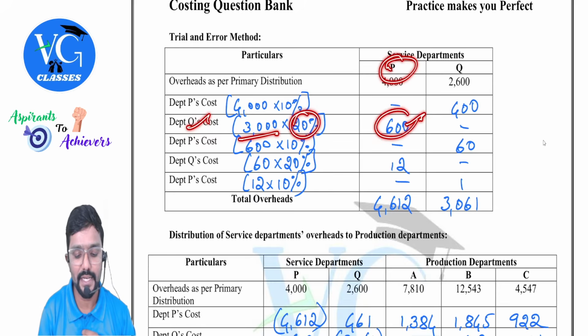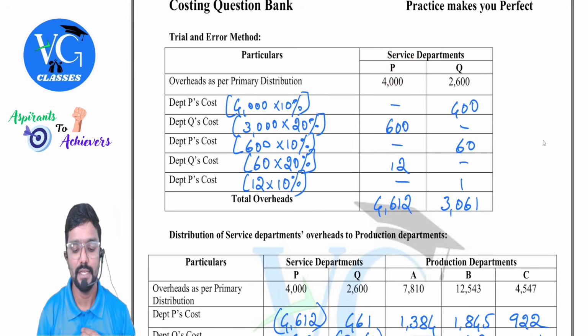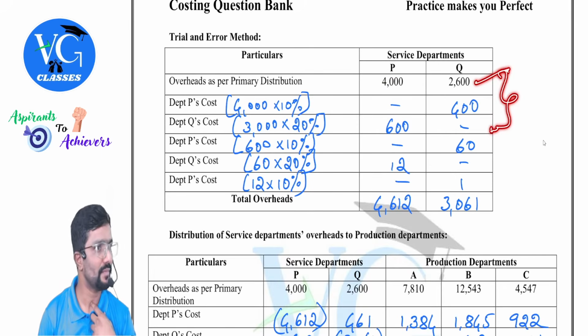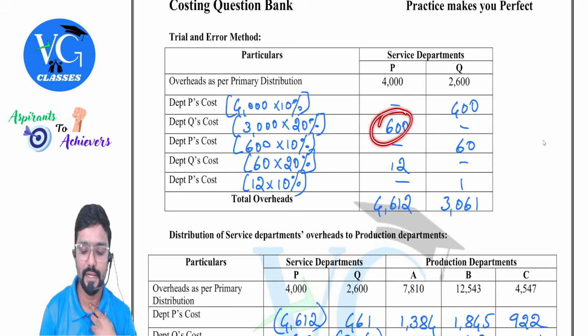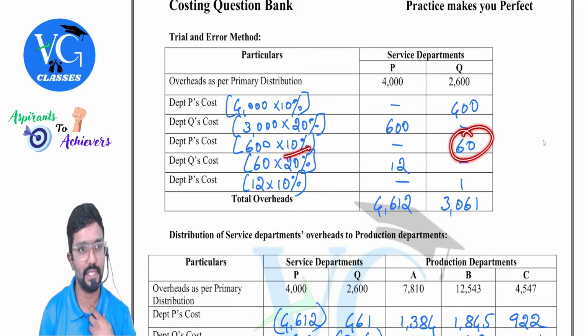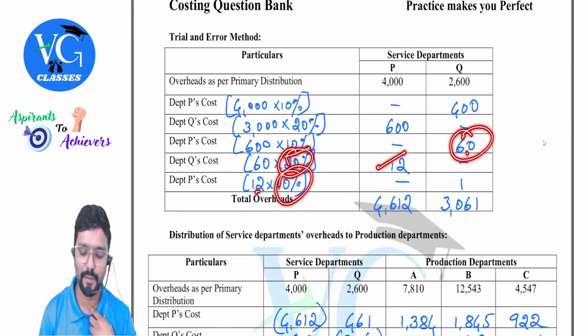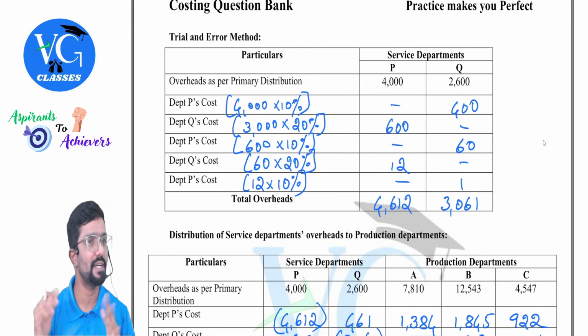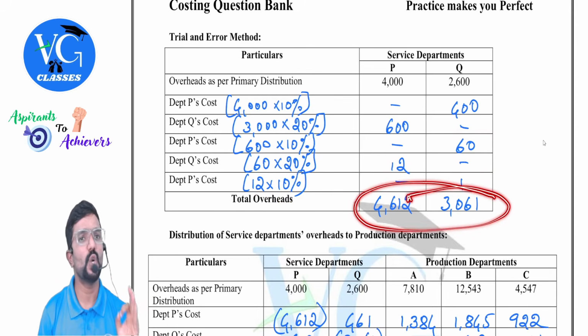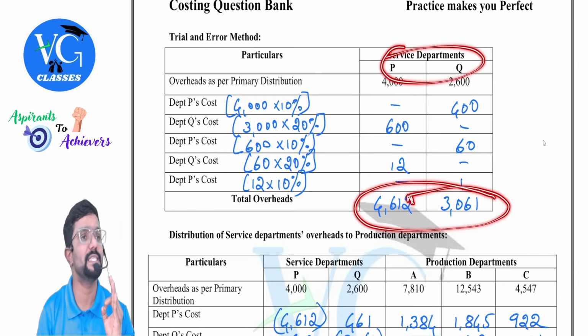Next step, again take 600 and distribute it at 10%. Sir, why are you taking only 600? Because 4,000 is already apportioned. But here, why did you add up, sir? Because 2,600 was not yet apportioned, so I took the total of both. Clear? Yes. So 600, I took 10% of that, 60. Again 60 into 20%, 12. Then 12 into 10%, I am taking it as 1, stop it. Don't start redistributing 1 and so on. Clear? Yes, sir. We got the total overhead cost of service department.